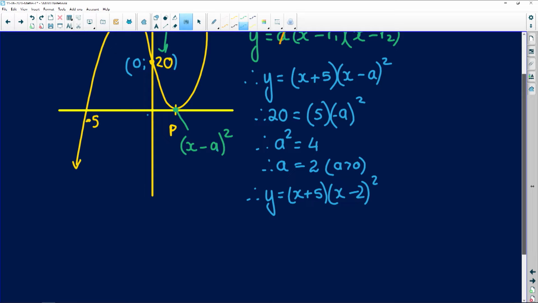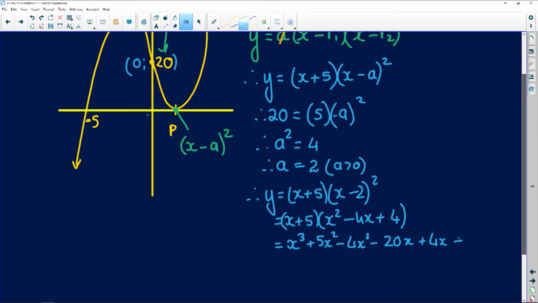And now you've done most of the work. It's a matter of cleaning that up. So x plus 5 times x squared minus 4x plus 4. I'm going to work a bit quicker here. I want to finish this question. So that's x cubed plus 5x squared minus 4x squared over there, minus 20x plus 4x, and then a final plus 20.